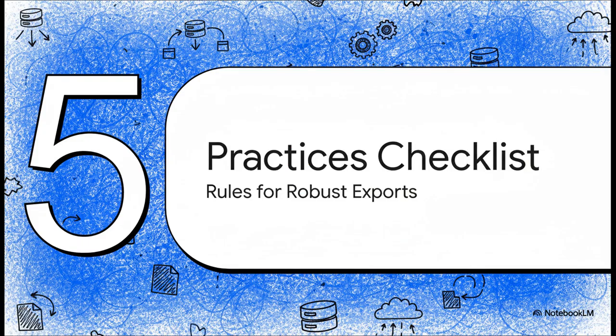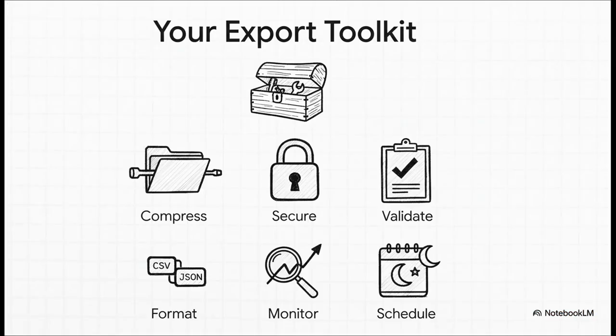All right, let's pull all of this together. We've journeyed from the initial crash to this proactive mindset. So now let's do a quick, rapid-fire checklist of universal best practices that you can apply to pretty much any data export you ever build. First up, compress your data. Using something like .gz saves a ton of space and download time. Second, and this one's non-negotiable, secure your data. Encrypt it always. Third, validate everything to make sure it's correct before it goes out.